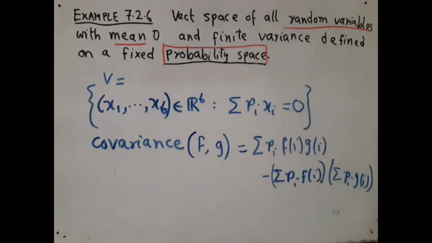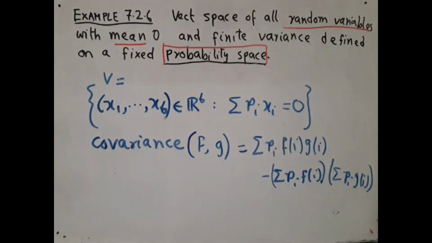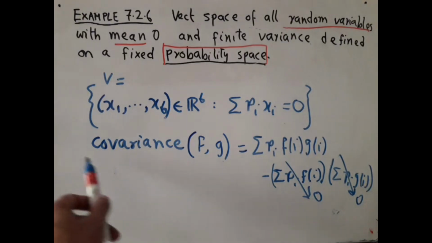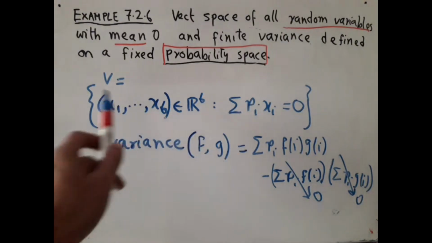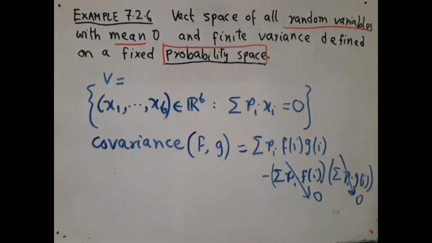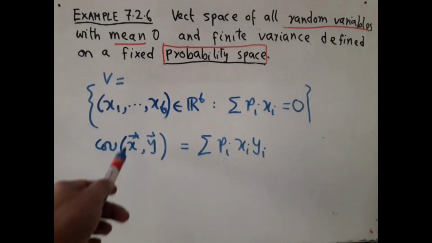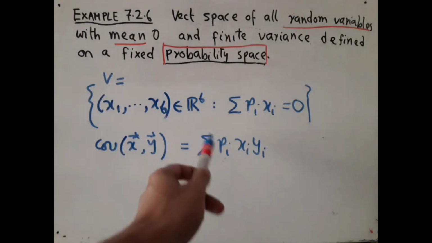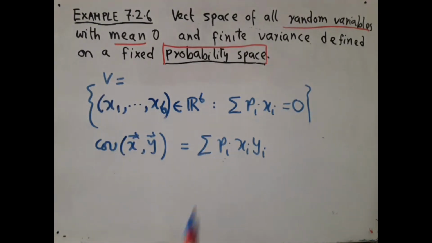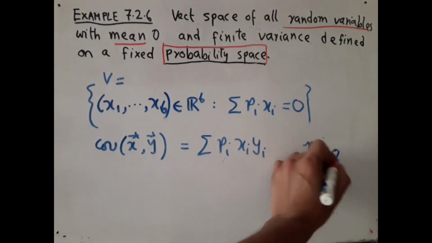Fortunately for our example, I am assuming that we are already in this space, so f and g are both in this space. As a result, their means are anyway 0, so this part is just not there. So we are left with the simple definition: covariance of two elements of this vector space is summation pi fi gi. And using a more familiar notation, we have covariance xy, x vector, y vector, equal to summation pi xi yi. Just remember that all the pi's are greater than or equal to 0 because they denote probabilities.